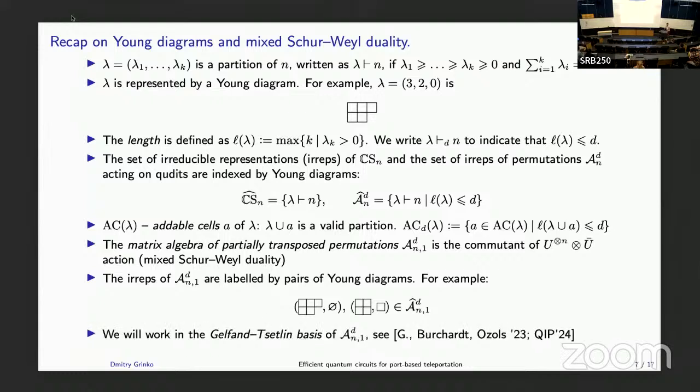And as I said, this is a very compressed presentation. All the details can be found in our previous paper. What's important is that we use a very specific basis, called the Gelfand-Zetlin basis, for these reducible representations, A_{n,1}. Again, I will not have time to explain this, but you will see an example of how it looks later.